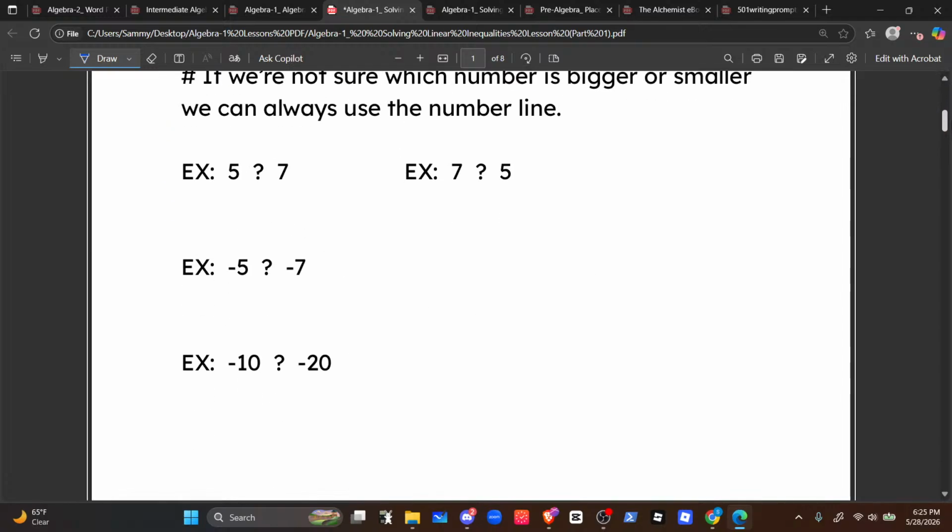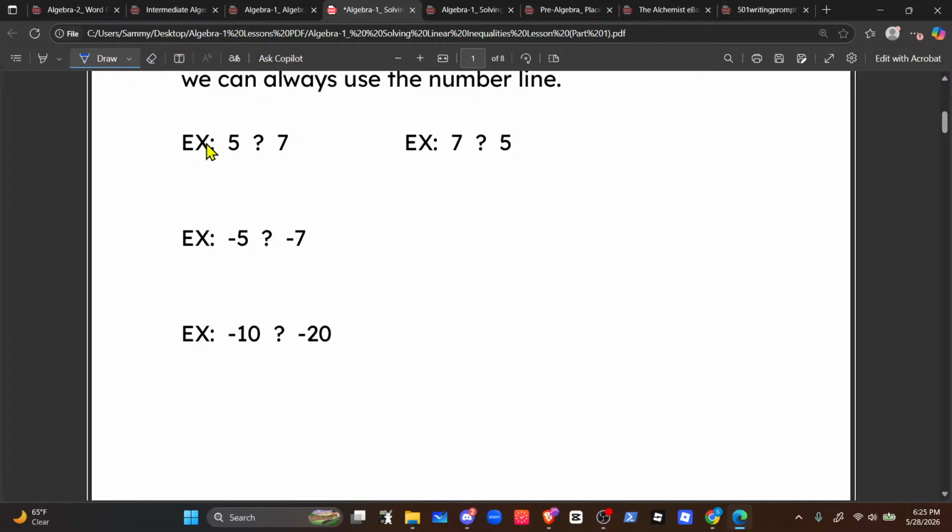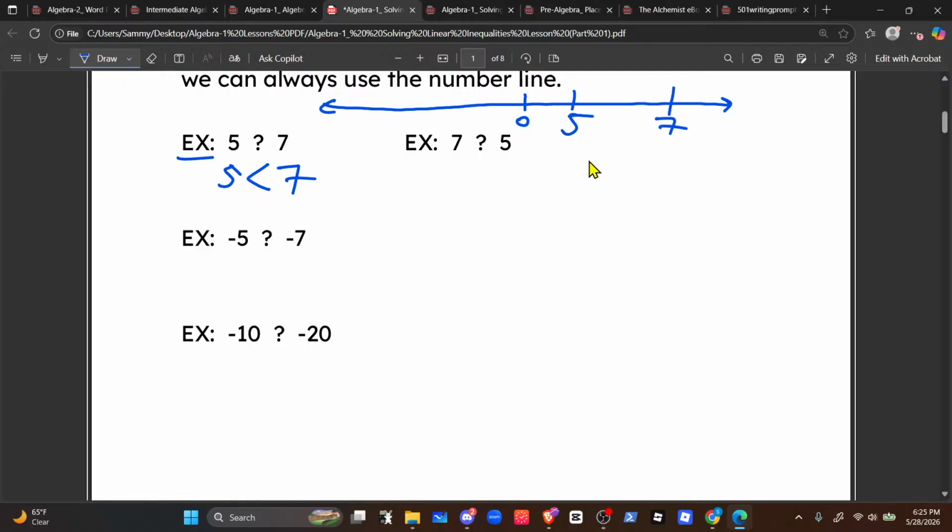All right, so let's try some examples where we compare different quantities. So here we have 5 and 7. Well, 5 is obviously less than 7, right? And if you're not sure, you can always use your number line to see which one is bigger or smaller. So we have 5 and 7, and we can see that 5 is to the left of 7, therefore 5 is going to be less than 7.